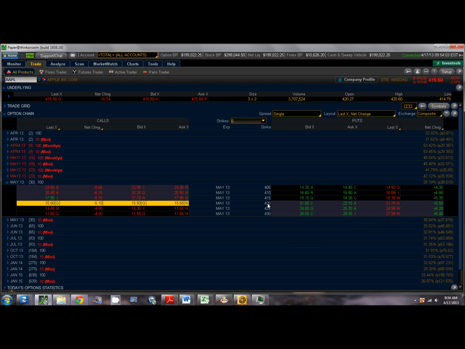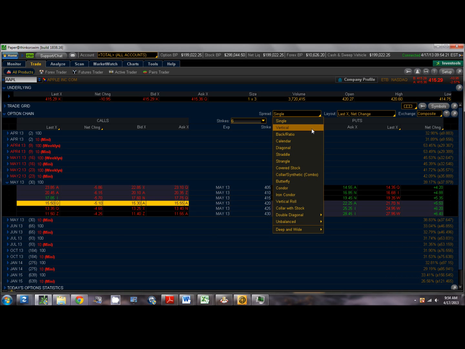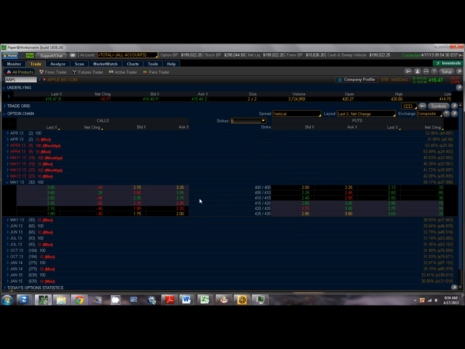We're targeting this 420 430 strike. Okay, we're going to pay 15.60 for the 420. We're going to receive 11.60 for the 430. All right. What you have to do is where it says spread up here, you've got to change this from single to vertical, right? Which is kind of what I was talking about earlier, where call spreads can be called vertical spreads or call spreads. So this is vertical.